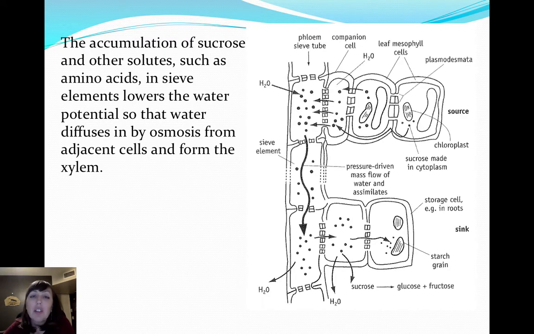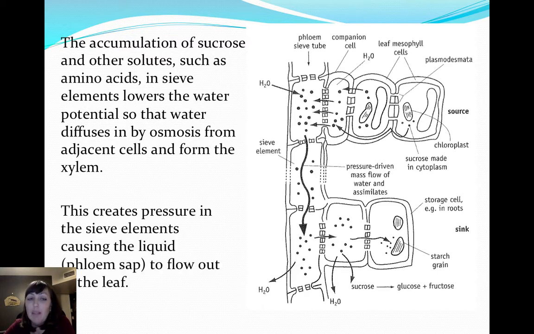The accumulation of sucrose and other solutes, like amino acids, in the sieve elements lowers the water potential, so that water diffuses in by osmosis from adjacent cells and from the xylem. So this creates pressure in the sieve elements, causing the liquid, which is the phloem sap, to flow out of the leaf. Okay, and again, take time to hit pause and to really look at these models. You need to know all of these elements. Okay, any vocabulary word that's on this model, you need to know, and you need to understand these processes.